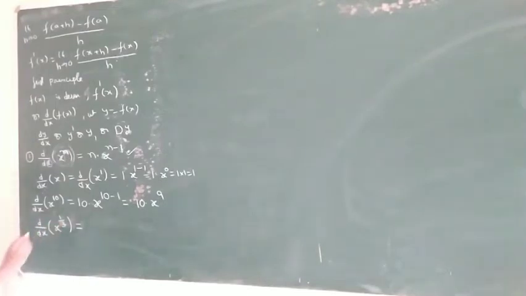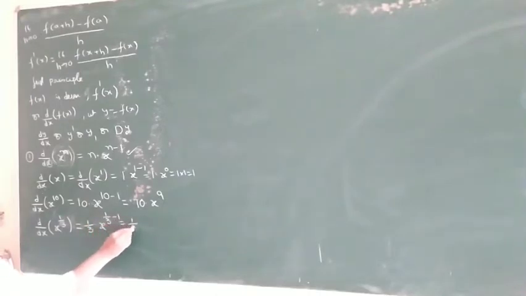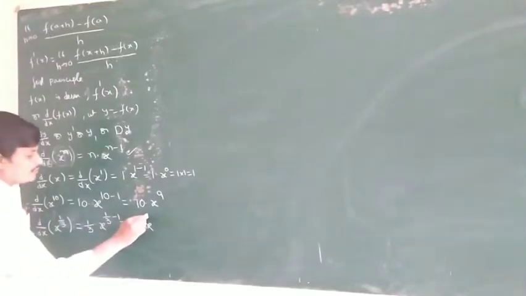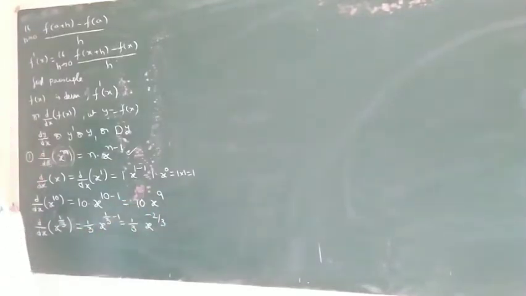Derivative of x power n is equal to n into x power n minus 1. So with n = 1 by 3, it is 1 by 3 into x power 1 by 3 minus 1, which is equal to minus 2 by 3. Okay, clear?